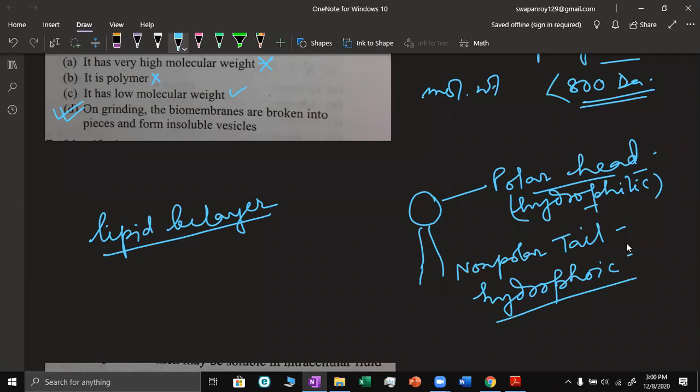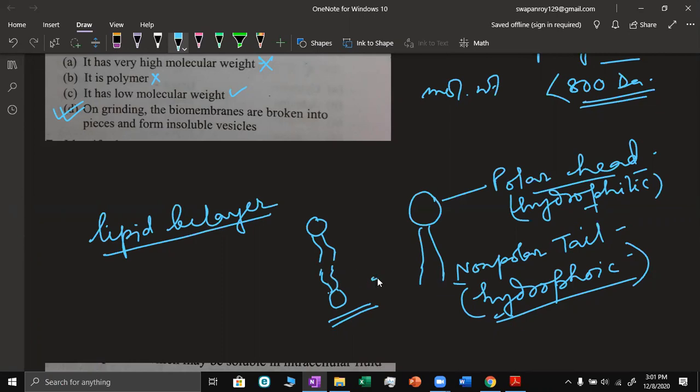So the hydrophobic portion always tries to move away from water. So in the plasma membrane, to protect this tail part, the lipid molecules have to arrange themselves in a double layer. By arranging themselves in a double layer and keeping the tails on the inner side, they are protecting them from water.